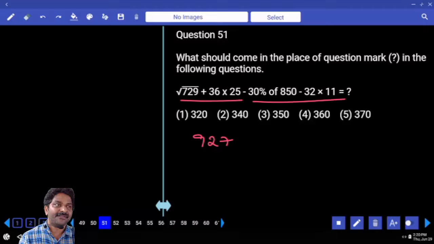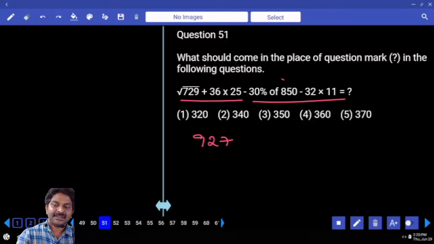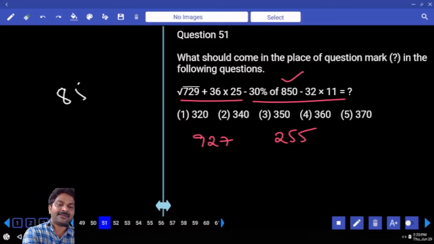30% of 850. 10% is 85, 3 times, 255. Yes, reverse multiplication. 85 3 times: 3 fives are 15, 3 eights are 24, so 255. That's how we calculate, right?